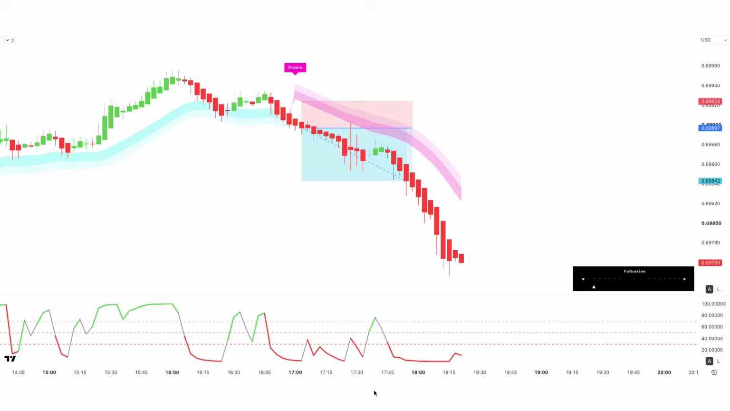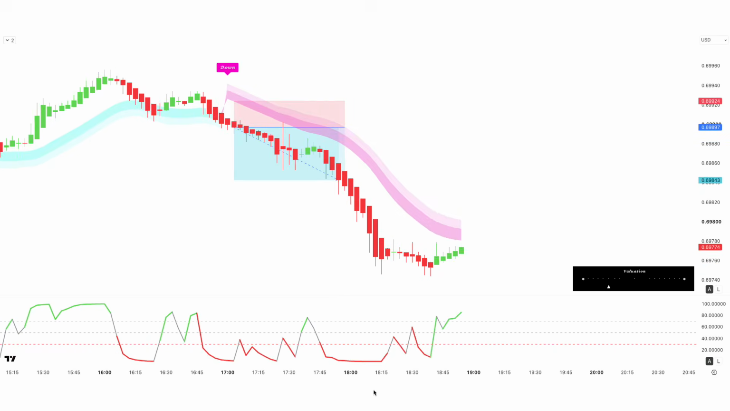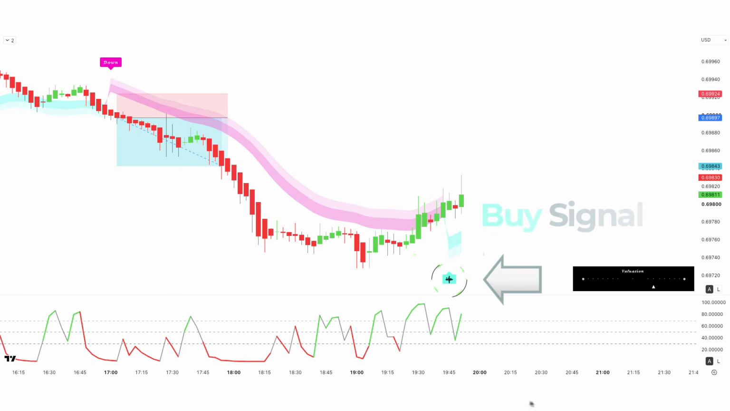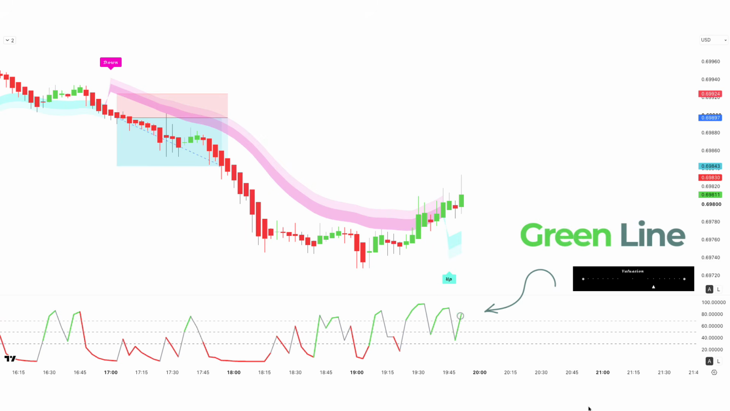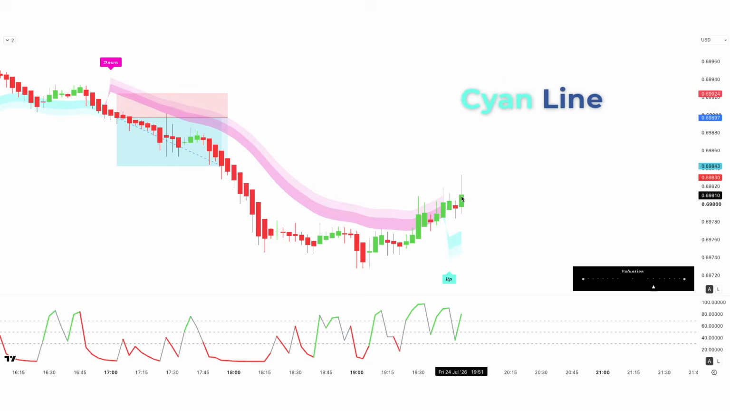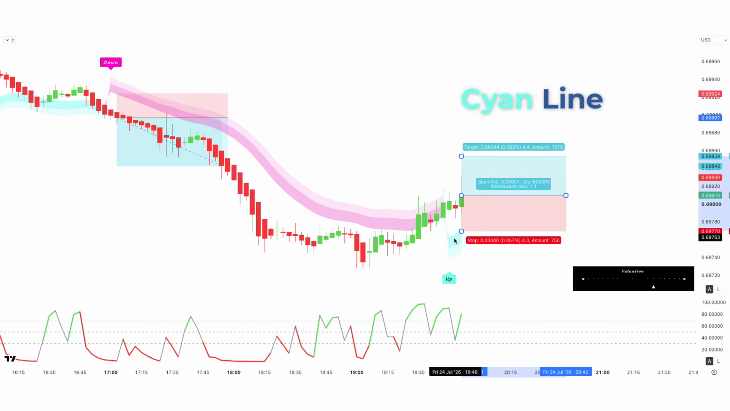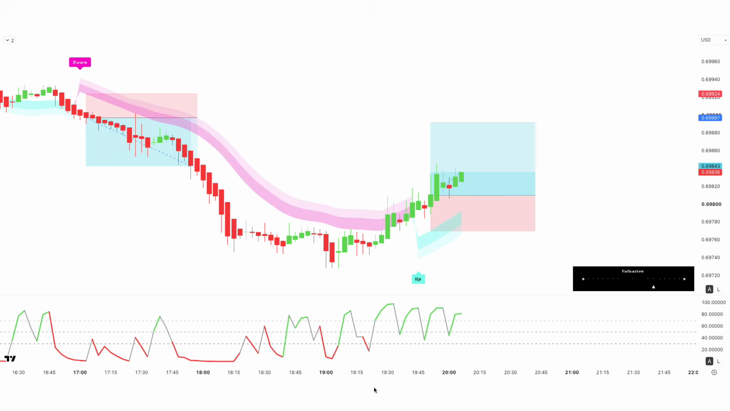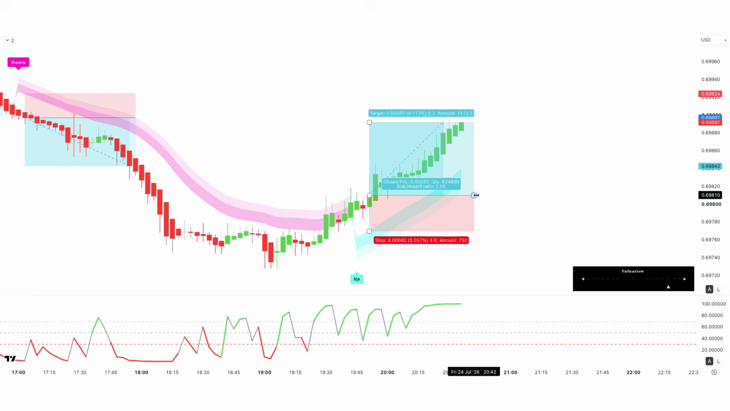Let us now understand the long position. When the Uptrick Adaptive Trend Trail label up shows a buy signal, the green line of Divergence Hunter should be above the zero line, and the market forms a bullish candle. If these conditions are fulfilled, then we will place a buy order. Our stop loss is to be placed at the cayenne color area, and the risk to reward ratio will be 1:2. The market has completely hit the target.